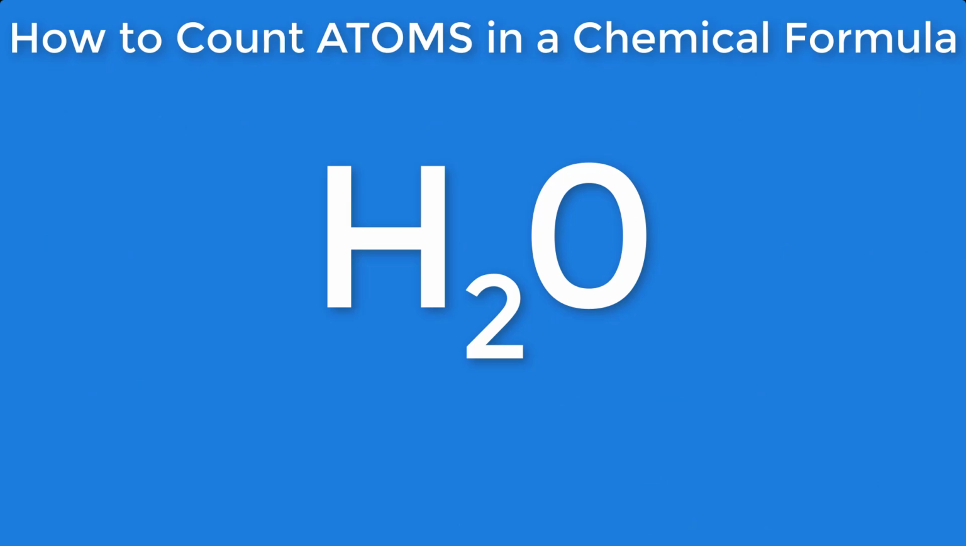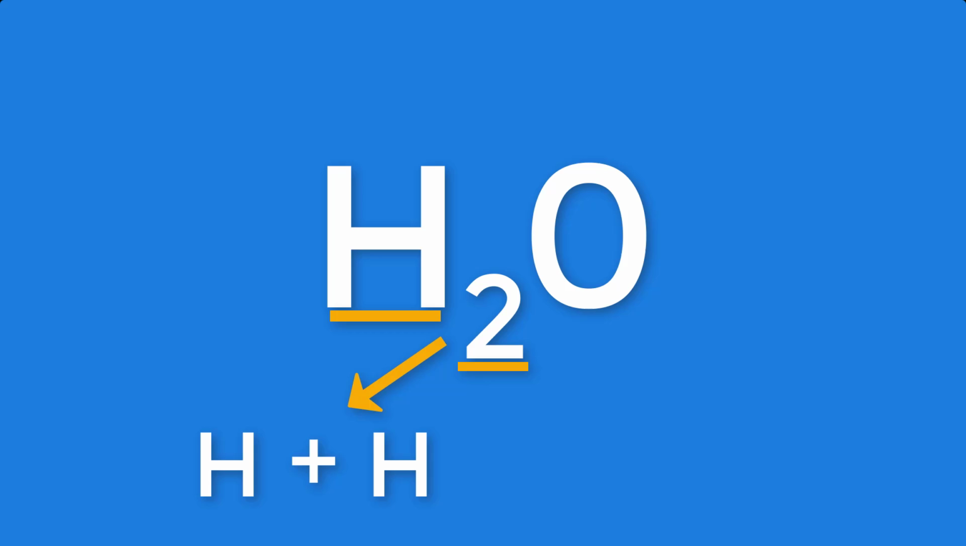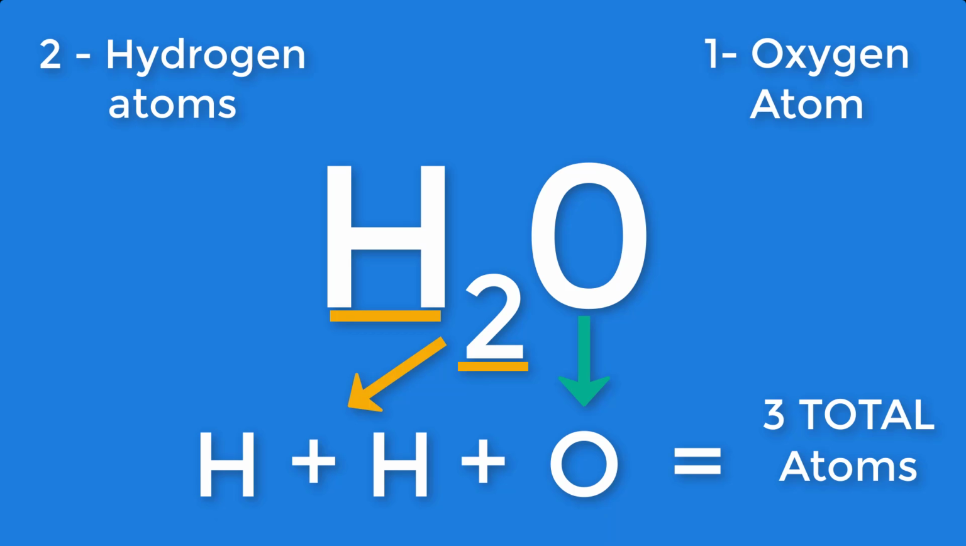Think about water, H2O. This particular formula means there are 2 hydrogen atoms bonded with 1 oxygen atom. This combination gives you 3 total atoms. When you see a subscript, write out how many atoms of that element are there, like this. Then add the next element, like this. Then all you have to do is add them up to get the total number of atoms in this formula. You also have the totals for each element. For this one, it's 2 hydrogens and 1 oxygen.